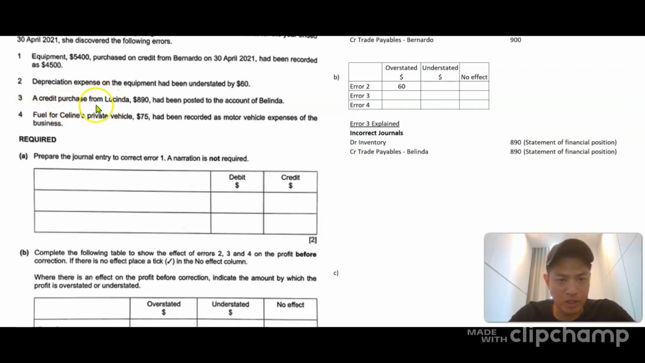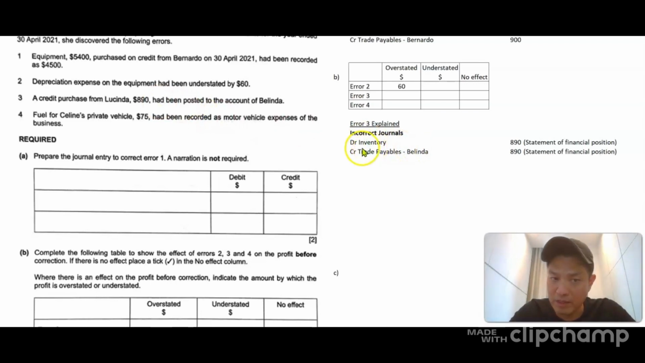Okay, going to error 3. Error 3 says we purchased from Lucinda $890 and we posted it to Belinda's account instead. Now, the key to these kind of questions is to understand whether each of these transactions will give you journal entries that will be posted to the statement of financial performance. Now, I've put in what the incorrect journal entries would be for error number 3.